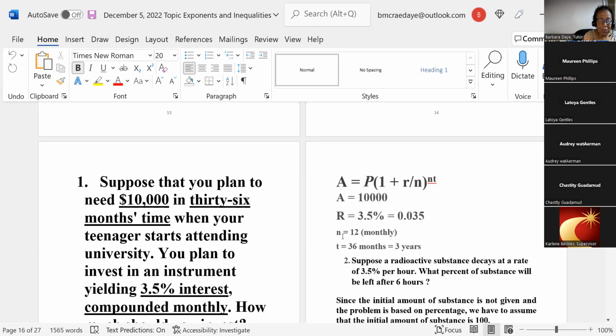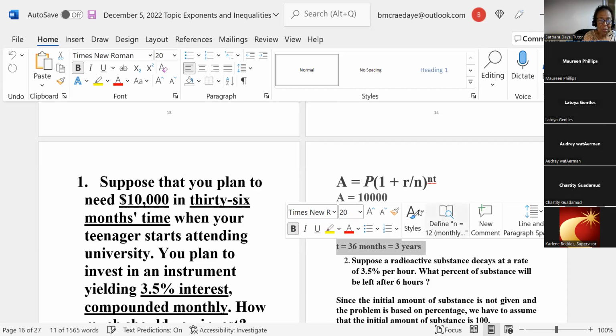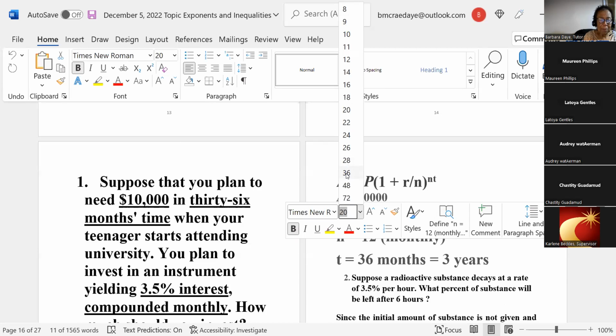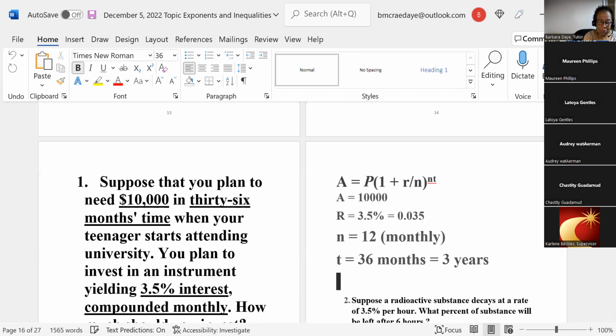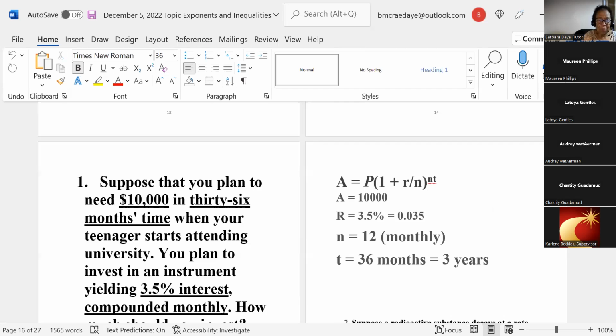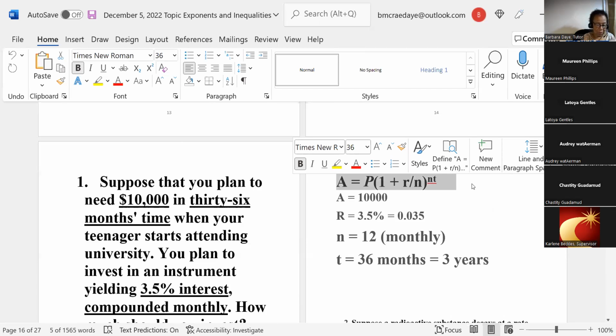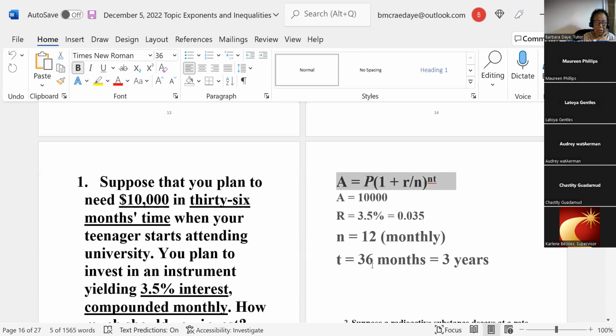All right, so now you've got everything you need to substitute. Let me make that bigger. So you've got everything you need to substitute, and I want you to tell me what the formula will look like. I want you to substitute in this formula and tell me what goes where. Anybody want to do it?